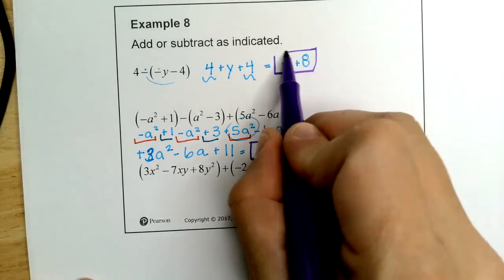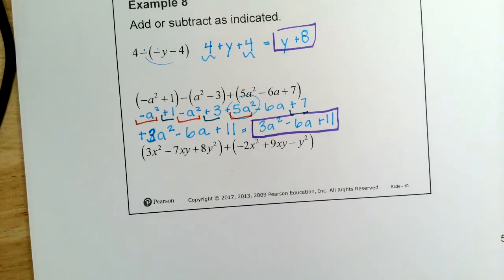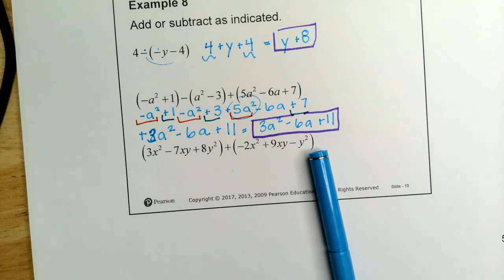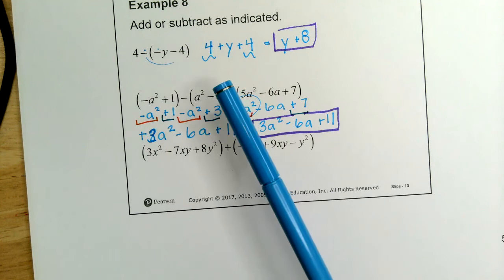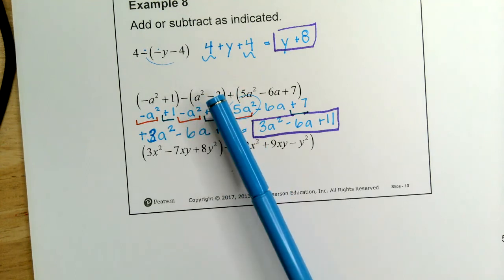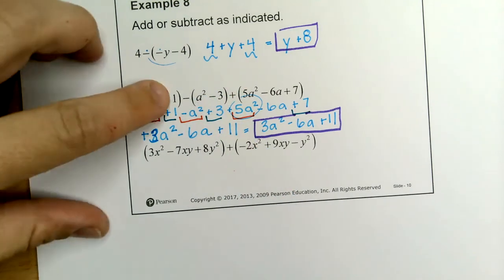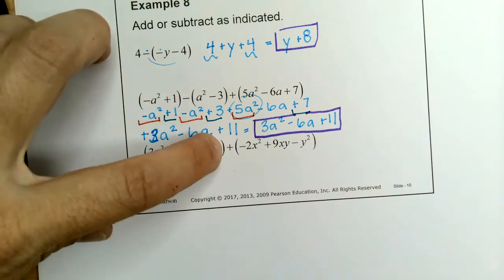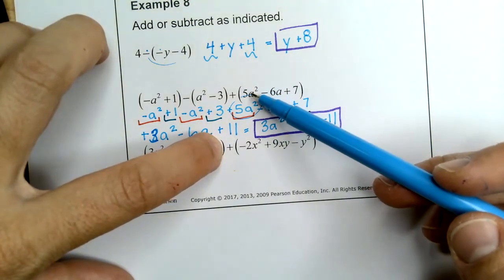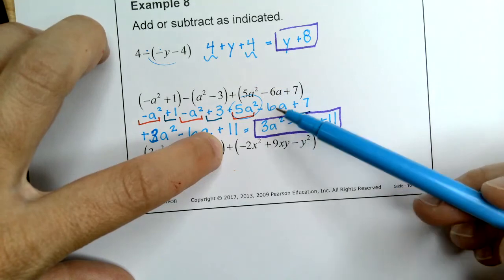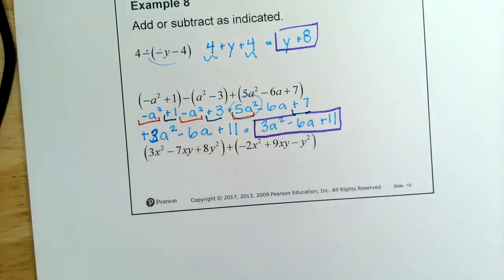This one was y plus 8. And our last example, it's adding, so we don't need to worry about changing anything. In the previous ones we changed from positive to negative and from negative to positive because of that negative sign. But with the plus sign, we didn't change anything. We just said plus 5a minus 6a plus 7, okay?